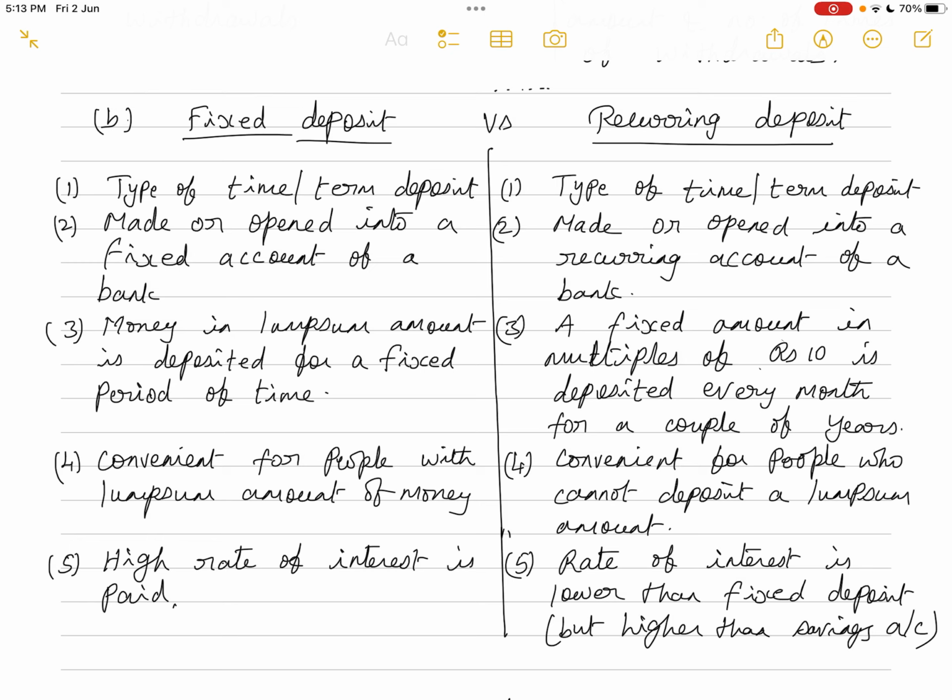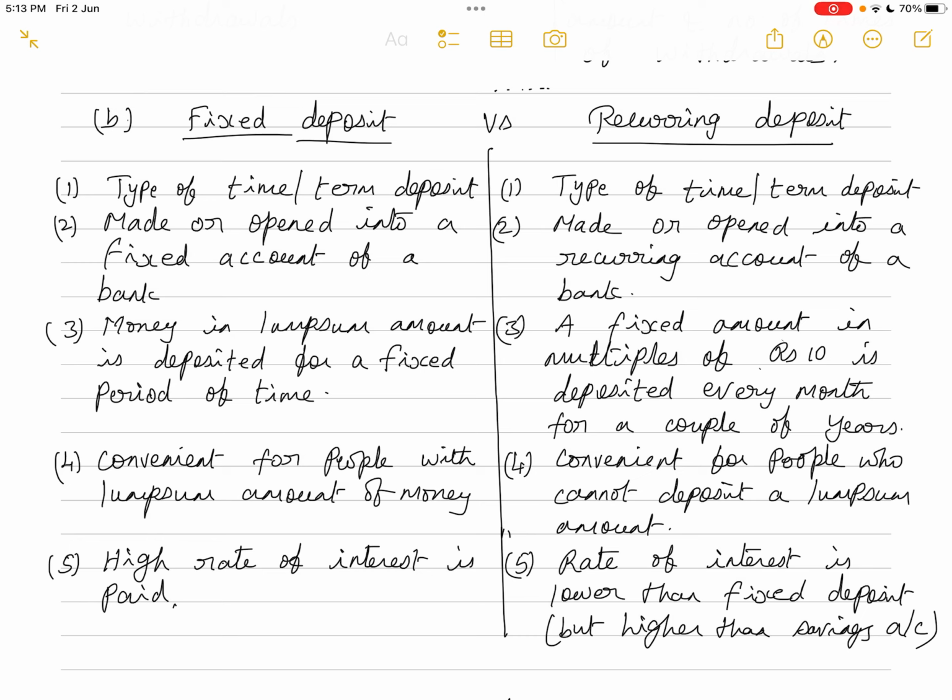Fixed deposit is opened into a fixed account of a bank. The customer opens a fixed account and deposits a certain amount of money for a specific period of time, and the customer can withdraw the money only after that specific period of time. Recurring deposit is opened into a recurring account of a bank.